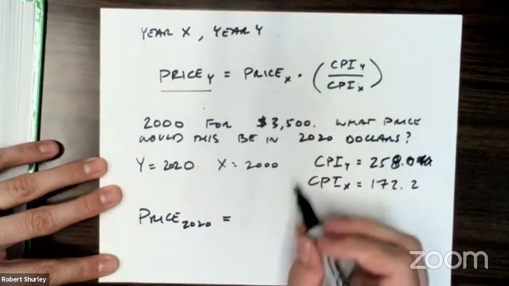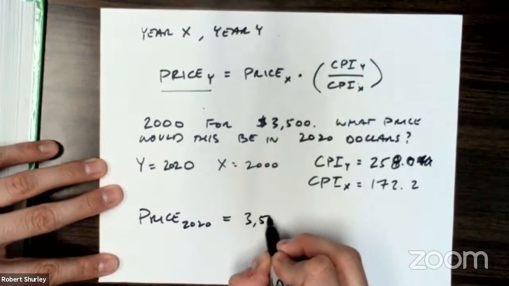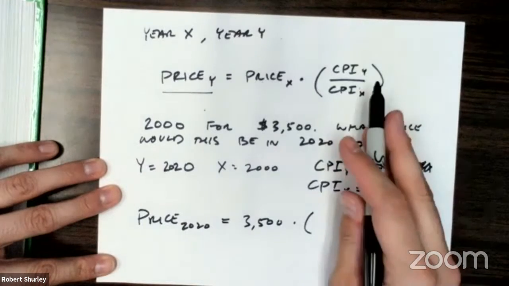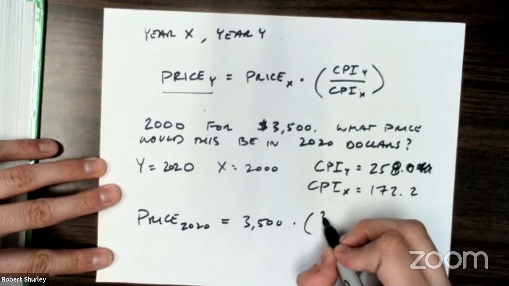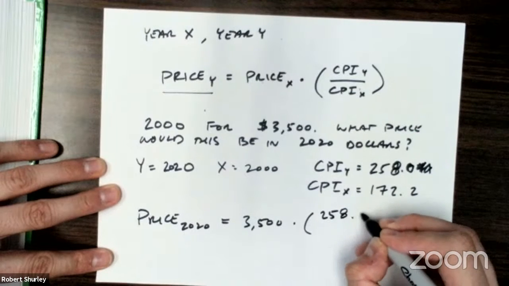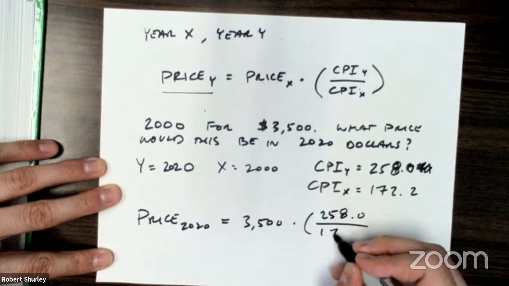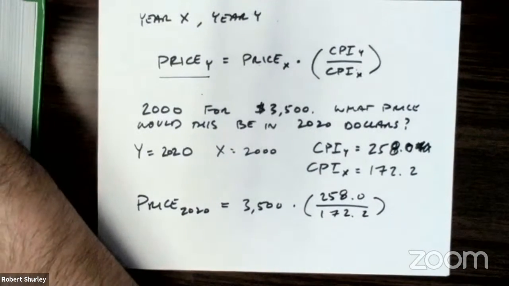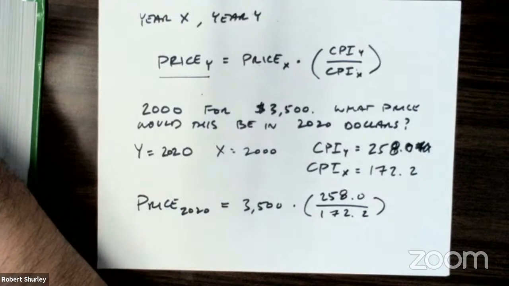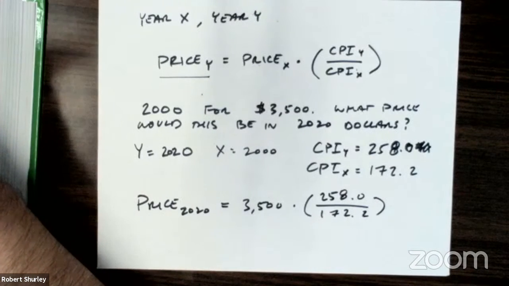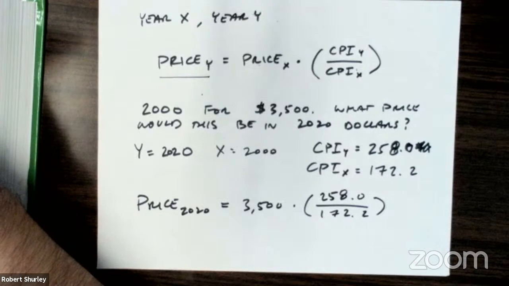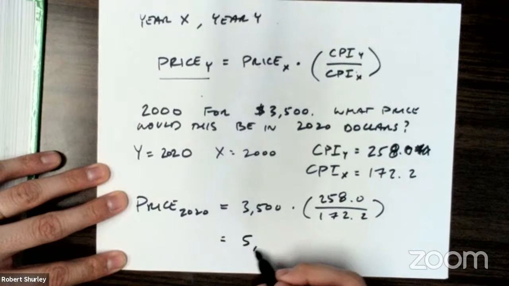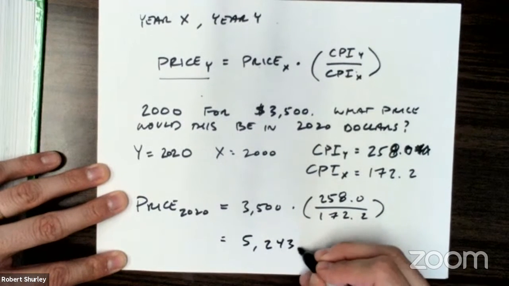is going to equal the price in 2000, which was $3,500, times the CPI in 2020, 258.0, divided by the CPI of the year I bought it, 172.2. Okay, so let's see here. 3,500 times parentheses 258 divided by 172.2. And I'll wind up with 5,243.90.